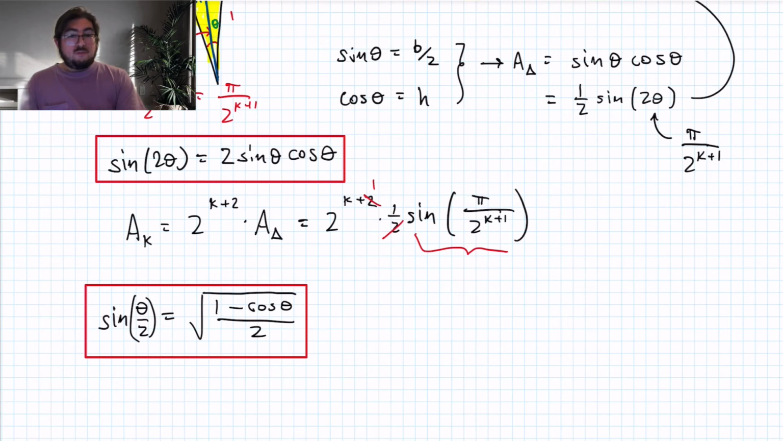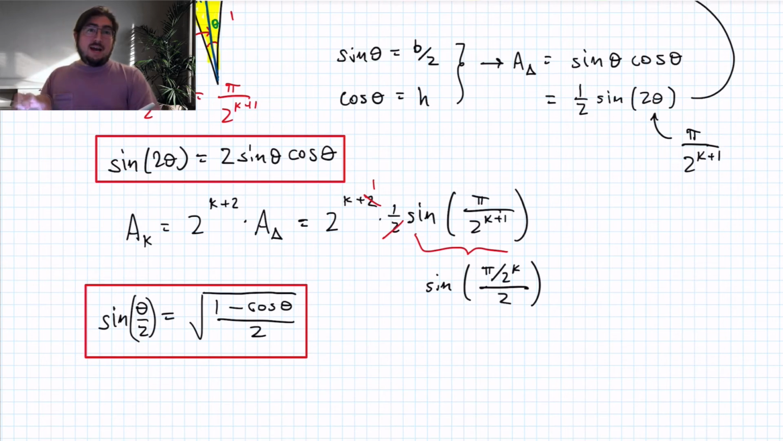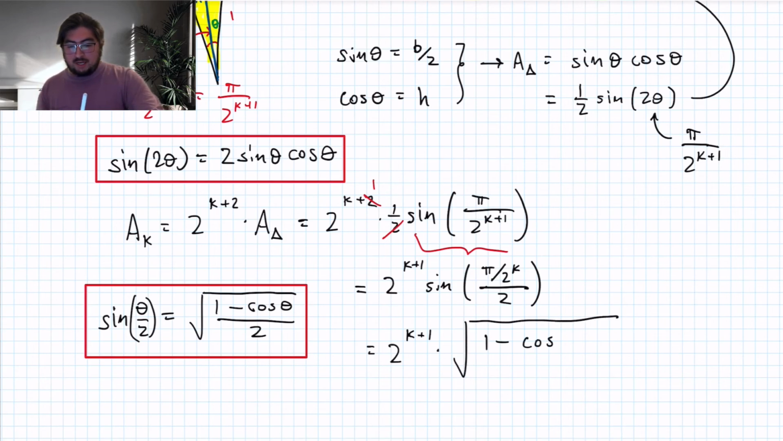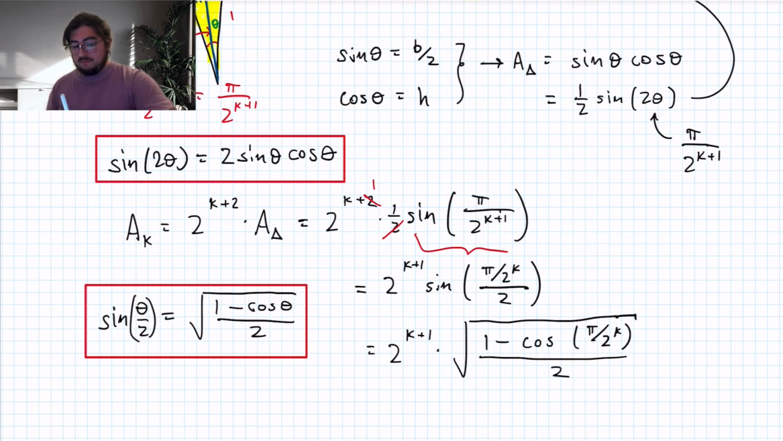So now we're going to write this as 2 to the k plus 1 times sine of pi over 2 to the k over 2. Of course, our theta in the half-angle formula for sine in the red box there is pi over 2 to the k. So notice the area of the triangle is equal to that. Perfect. Again, we're almost there, I promise you. Now, this is the square root of 1 minus cosine of pi over 2 to the k, because that's the angle being halved, over 2.